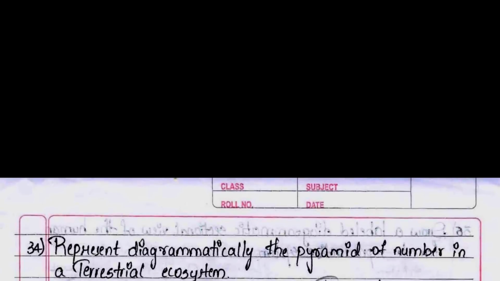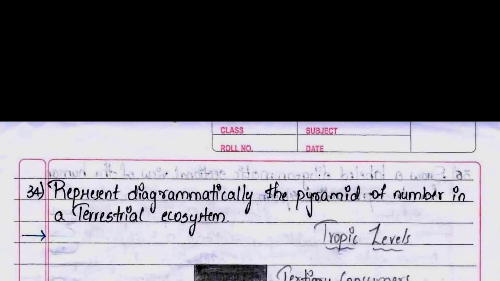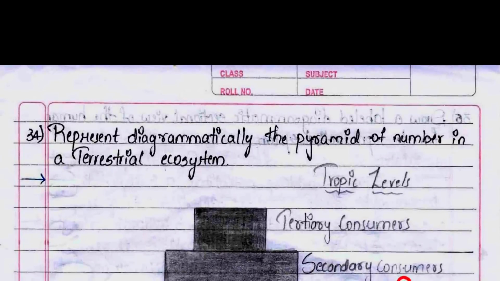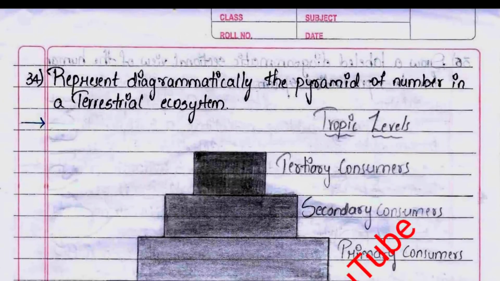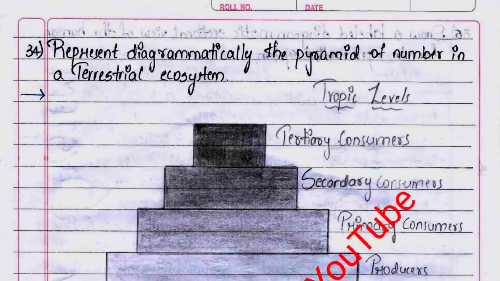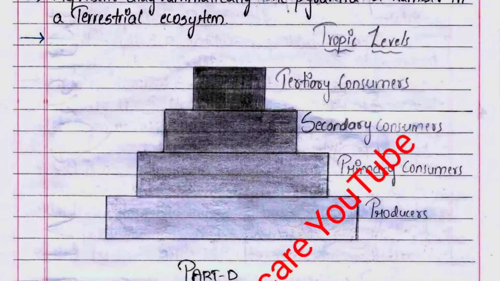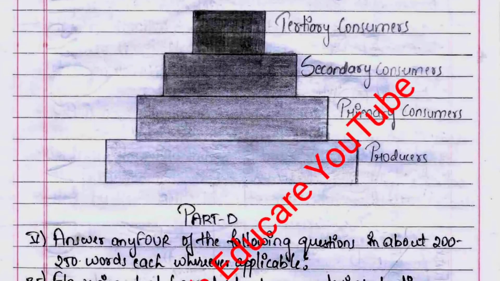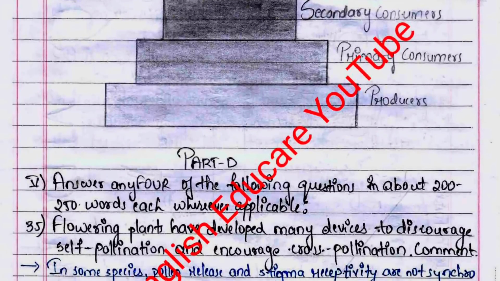34. Represent diagrammatically the pyramid of numbers in a terrestrial ecosystem. Below is the diagram. Part D. Fifth bit. Answer any 4 of the following questions in about 200 to 250 words each wherever applicable.